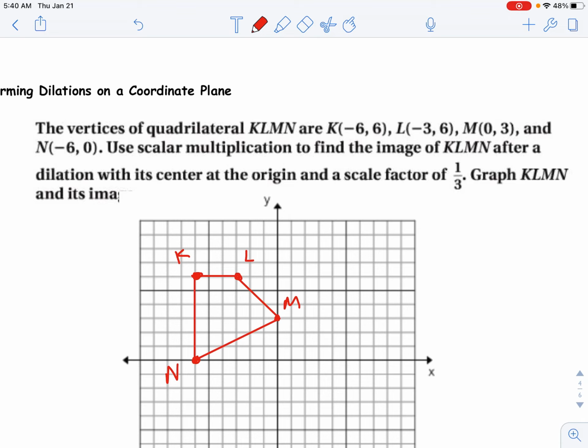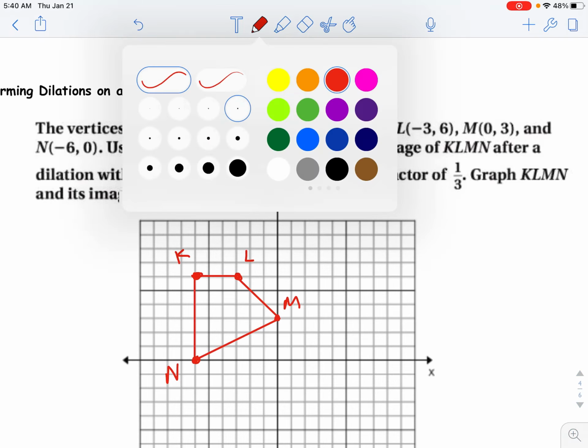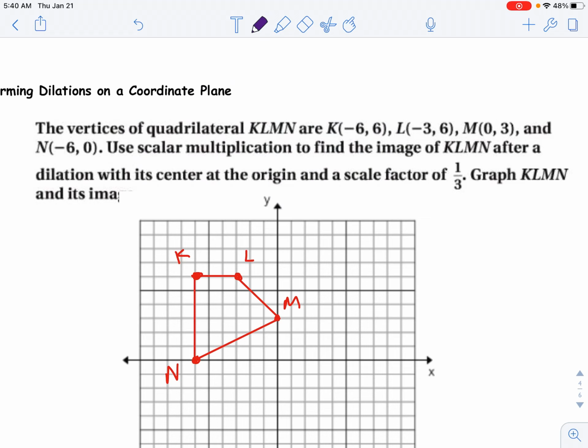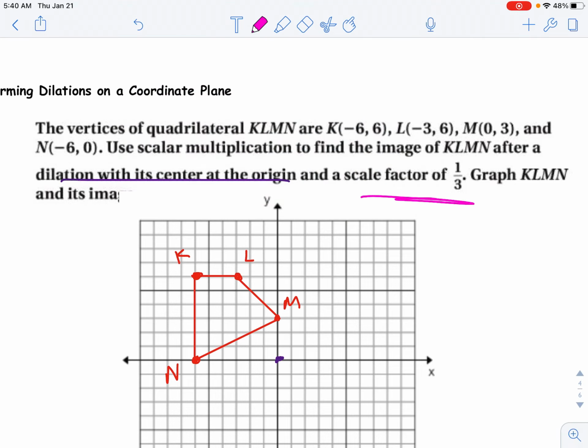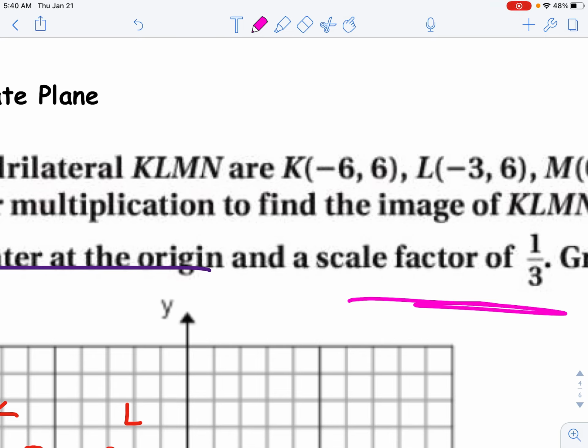So now we're going to use a scalar multiplication to find the image KLMN after a dilation centered at the origin. Kind of like how we did all our dilations centered at the origin. Our rotations were always centered at the origin, so were our dilations. The scale factor is 1/3, so it's really just going to multiply each point by 1/3.